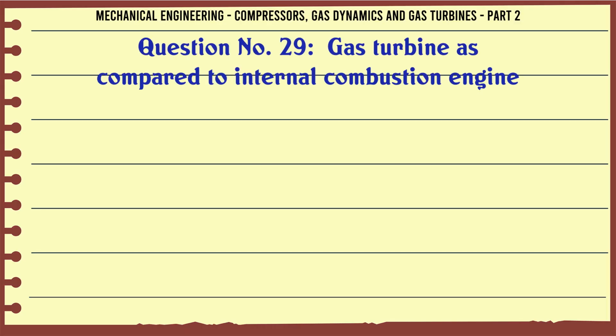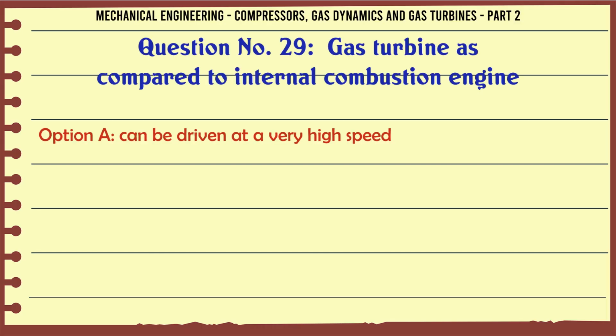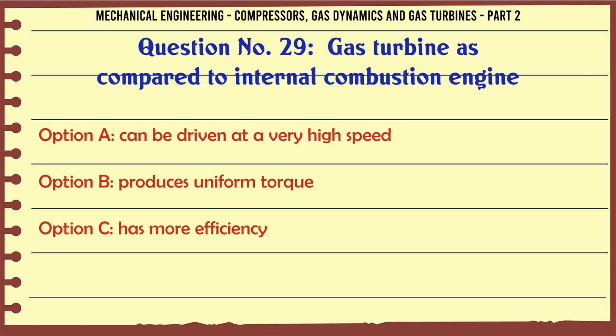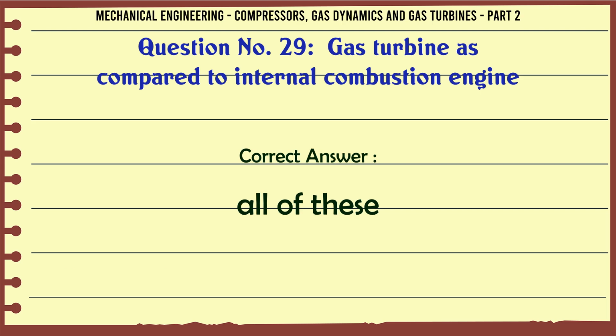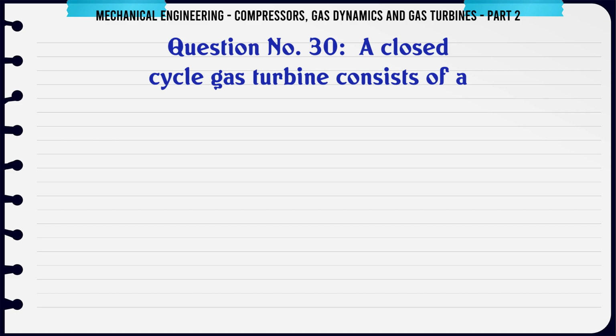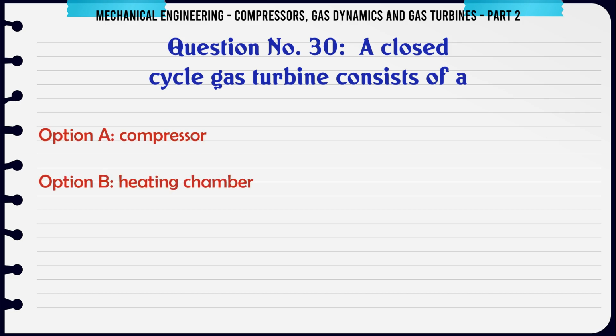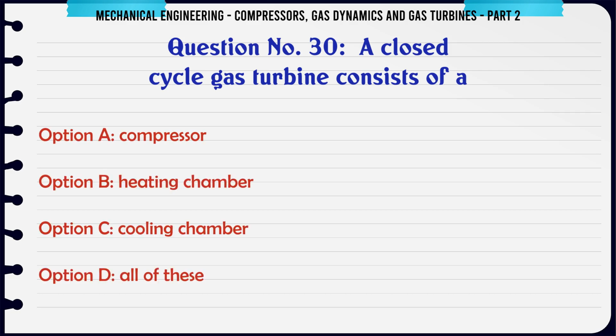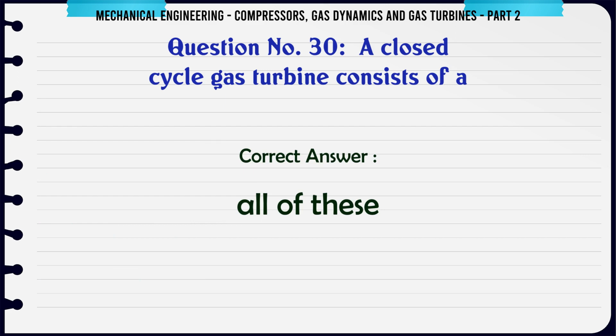Gas turbine as compared to internal combustion engine. A. Can be driven at a very high speed, B. Produces uniform torque, C. Has more efficiency, D. All of these. The correct answer is all of these. A closed cycle gas turbine consists of A. Compressor, B. Heating chamber, C. Cooling chamber, D. All of these. The correct answer is all of these.